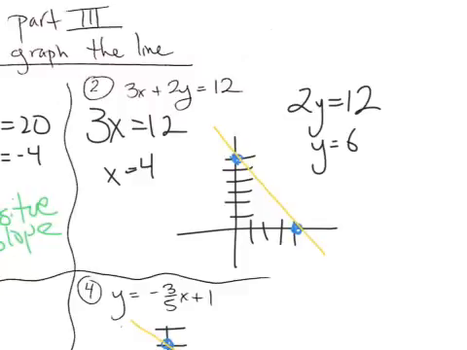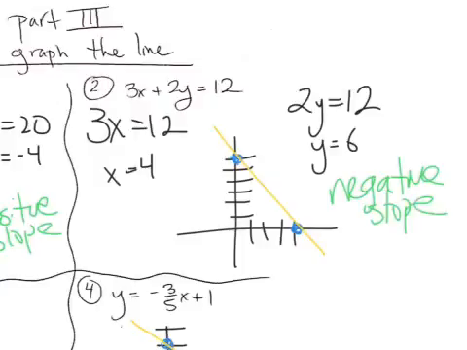For number 2, we do the same, where we say 3x equals 12, and get that the x-intercept is 4, that's over here. And we say 2y equals 12, and so the y-intercept is 6 up here. And we connect them with the line, and this line we could say it has negative slope. And if we were to actually count, we'd get a rise of negative 6 and a run of 4. If you wanted to, you could simplify that to a negative 3 over 2.